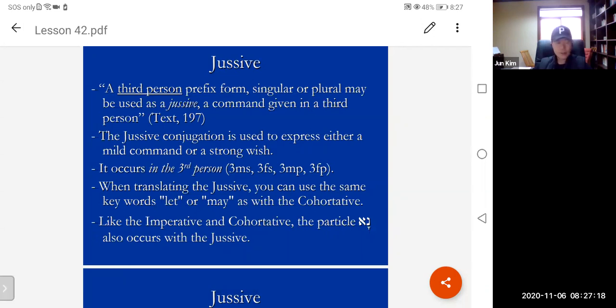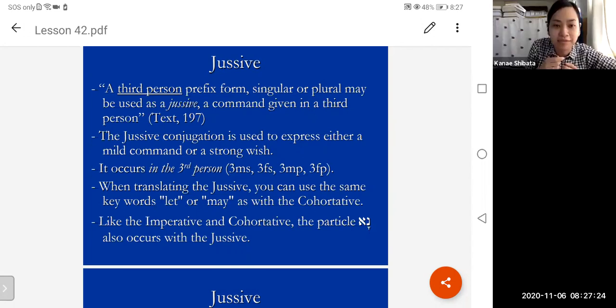Kanae, would you read, please? Jussive: a third person prefix form, singular or plural, may be used as jussive, a command given in the third person. Jussive conjugation is used to express either a mild command or a strong wish. It occurs in the third person: 3ms, 3fs, 3mp, 3fp. When translating the jussive, you can use the same keywords let or may as with the cohortative. Like the imperative and cohortative, the particle na also occurs with the jussive.